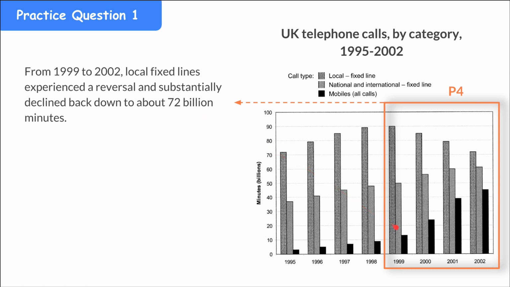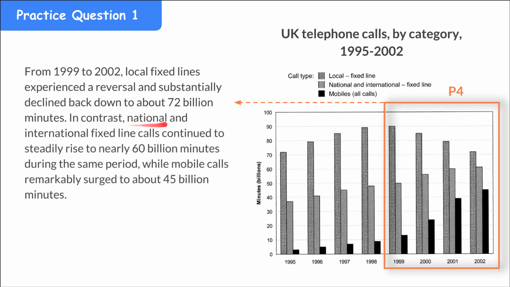So here, we're saying that over the years of 1999 to 2002, local fixed line calls experienced a reversal, meaning that whereas they were going up in the first half of the graph, in the second half, they started to go down. So we're saying that the local fixed line calls substantially declined back down to about 72 billion minutes. Again, notice that we are estimating this number here, so for that reason, we have to use the word about to maintain accuracy. Now let's take a look at our second sentence.